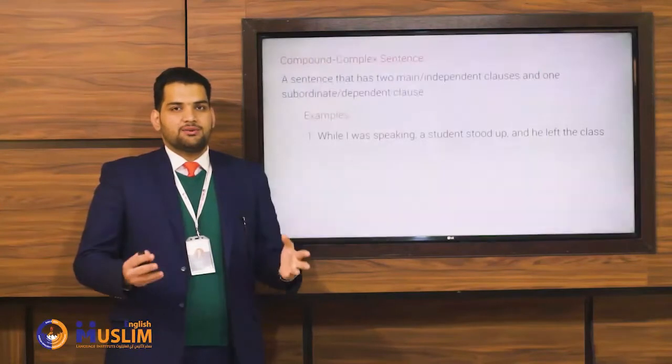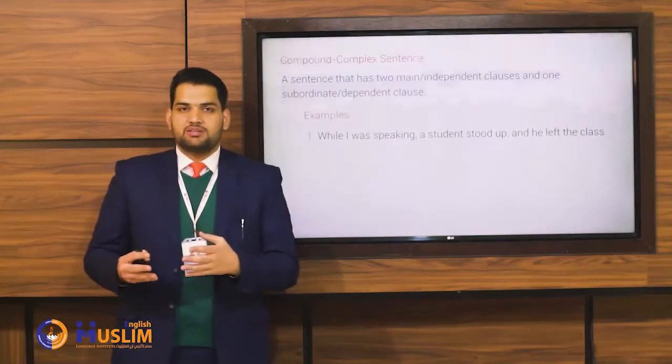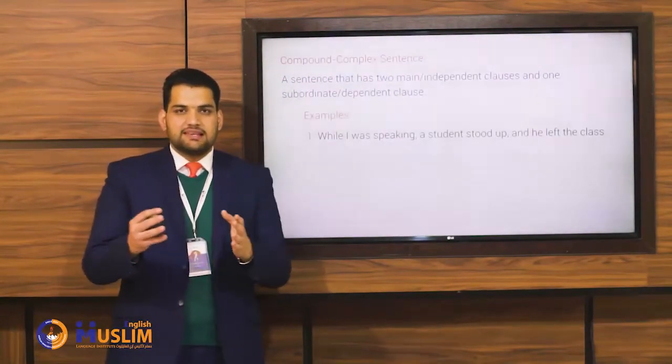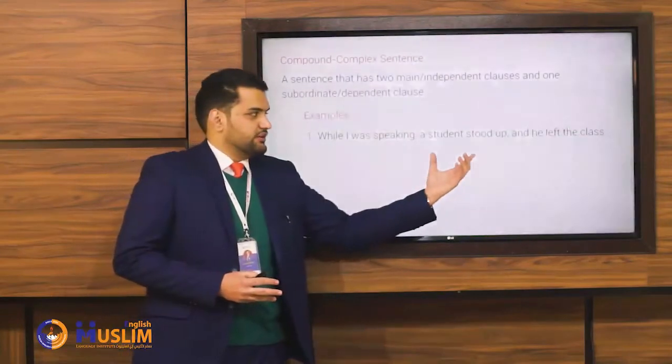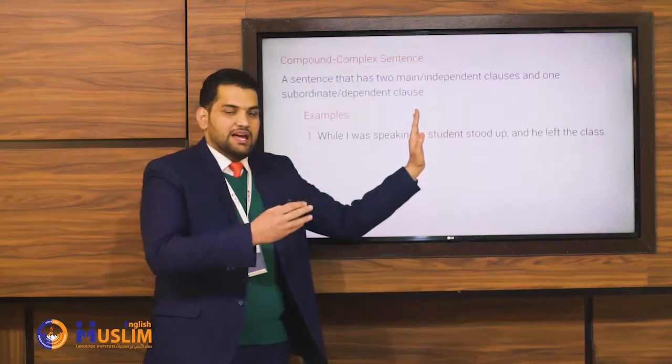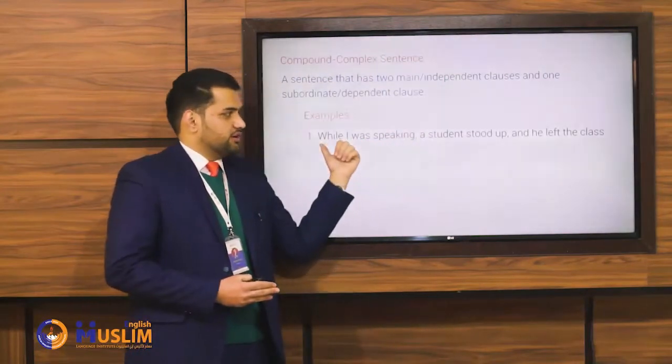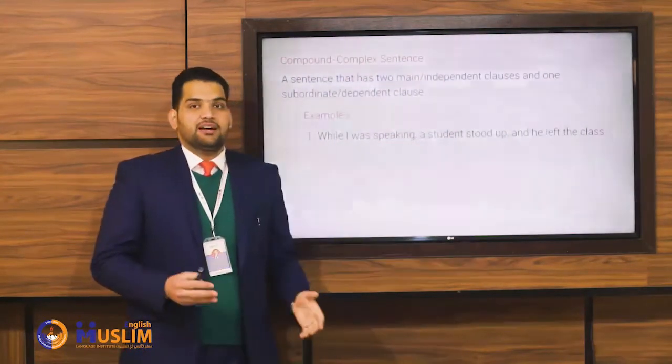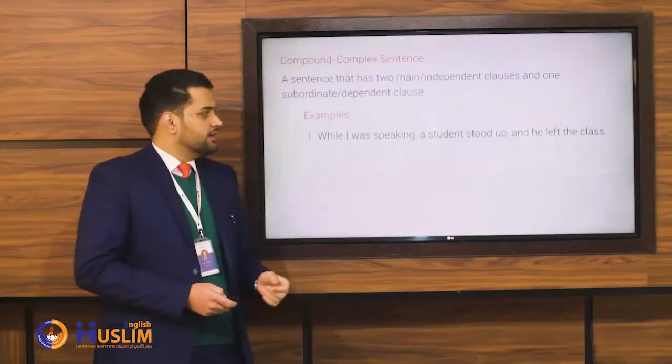Why do we call it compound complex sentence? Because it has the properties of both of them, both compound sentence and complex sentence. First of all, if you see here, from a student up to the class, we have a compound sentence. But from while up to stood up, we have a complex sentence.